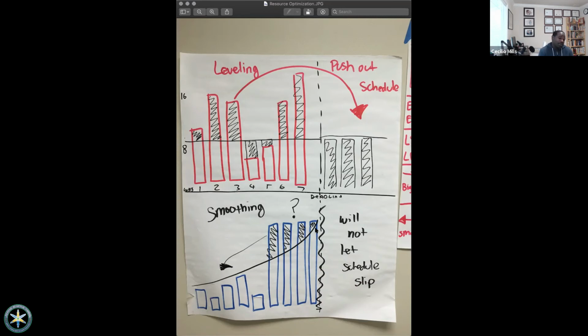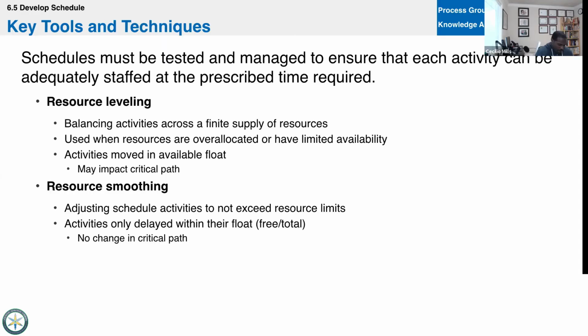If not, then folks are just going to have to work 24 hours, or 2 12-hour overtimes, or 3 rolling 8-hour shifts, something like that. But smoothing will not let the schedule slip. So that's the difference between the two. That's leveling and smoothing. Leveling will let the schedule slip, smoothing will not.